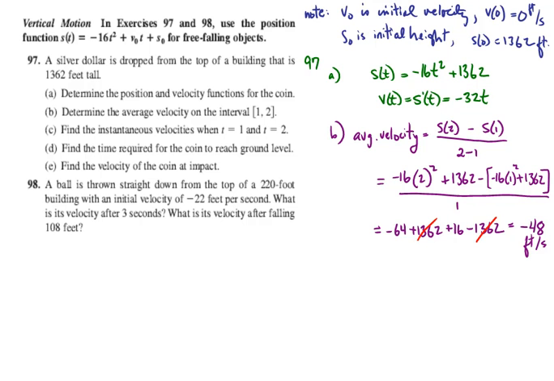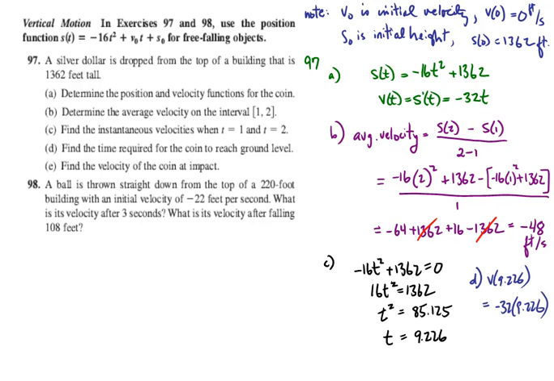So that's for B. For part C, we want to find the time required for the coin to reach the ground. And there we're simply going to take our position function and set it equal to 0. Because when the height is 0, then the object has reached the ground. So when we divide both sides by 16, we get t squared is 85.125, and the square root of that would be t equals 9.226. So that's the time when it hits the ground. And to find the velocity at that point, we simply plug 9.226 into the v of t, and that's negative 32 times 9.226, and the value is recorded there.